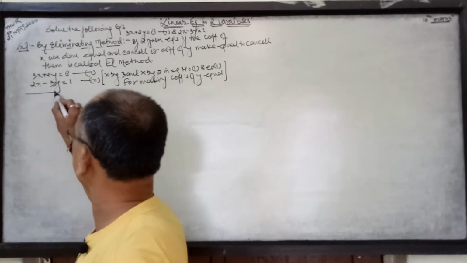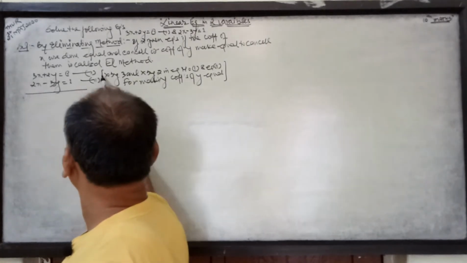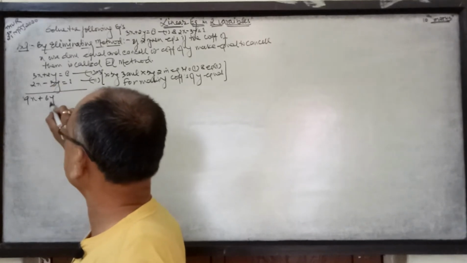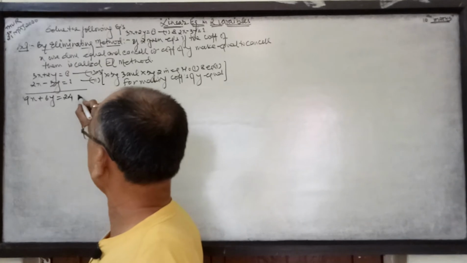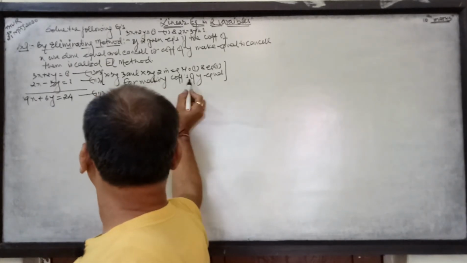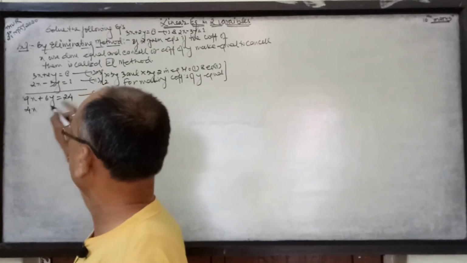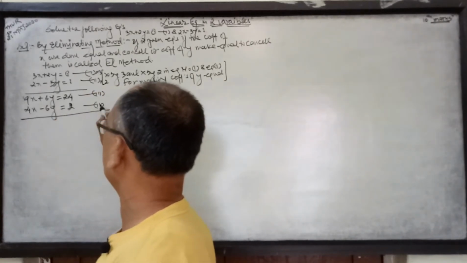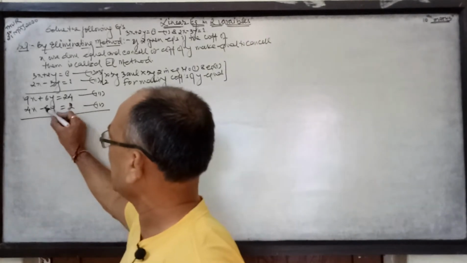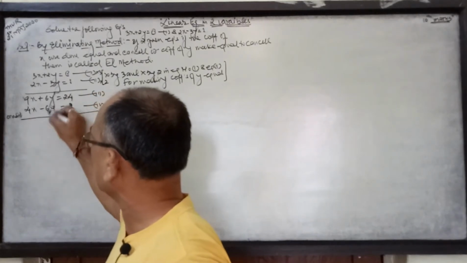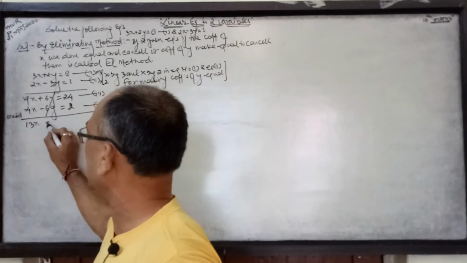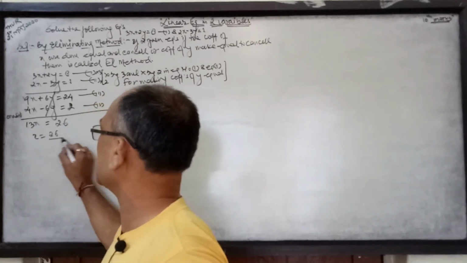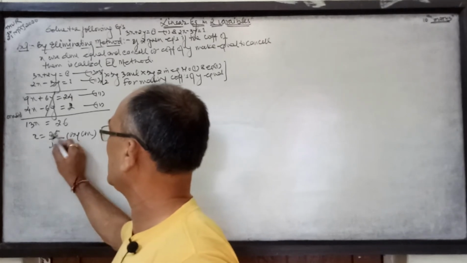Here, multiplying the first equation by 3, we get 9x plus 6y is equal to 24. And now it will be multiplied by 2: 2 times 2x is 4x, 2 times minus 3y is minus 6y, and 2 times 1 is 2. I have made both equations 3 and 4. Now see, on adding, since we are not going to change the sign, 9 plus 4 is 13x, and 24 plus 2 is 26, so now x is equal to 26 by 13.